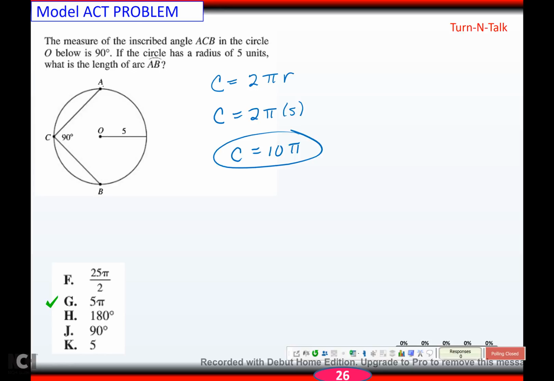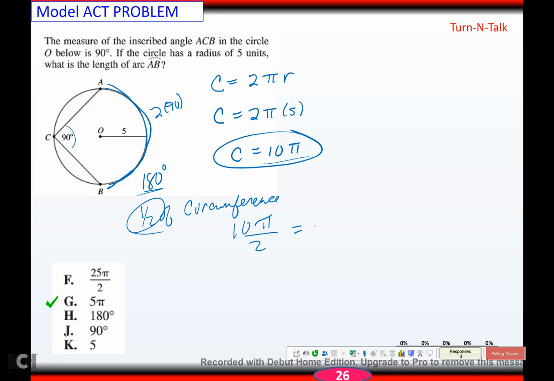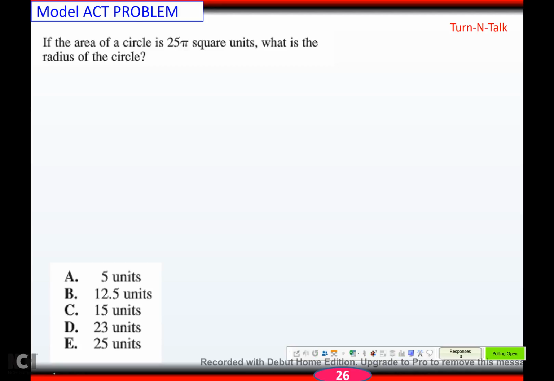Well, remember your arc of an inscribed angle is double the angle, so 2 times 90 is 180 degrees. Well, 180 degrees is exactly half of the circumference. So, my circumference is 10 pi, so half of that would be 5 pi. Okay? Alright, try this one, hit pause, come back when you're ready.